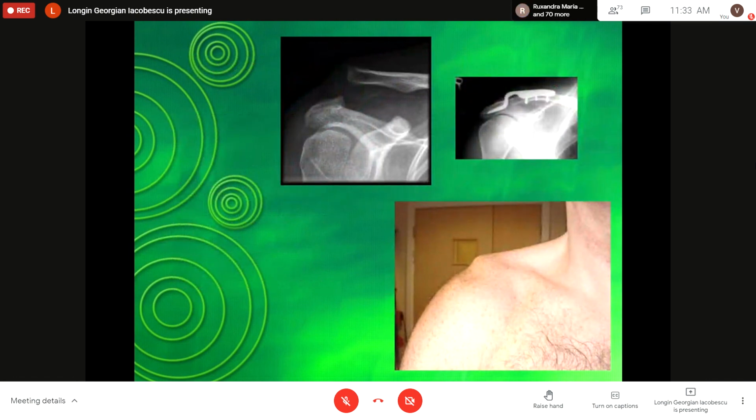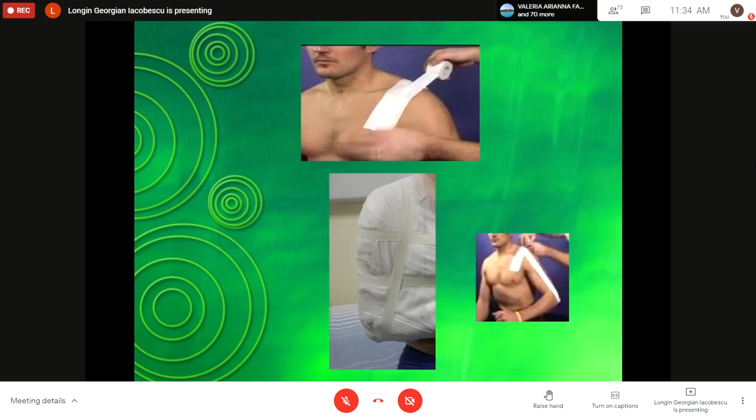For instance, over here we have a specific X-ray to show you the vertical displacement of the clavicle. In the right image, you have a post-operative X-ray with this type of specific plate. It's called an acroplate. And in the lower part, you have an image with the clinical sign of the elevation of the clavicle that guides us throughout the diagnosis of this type of lesion.